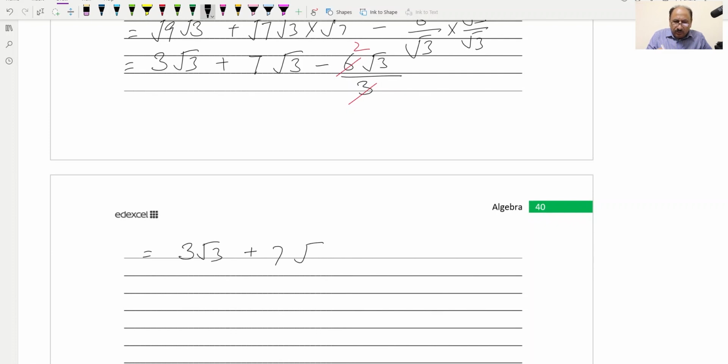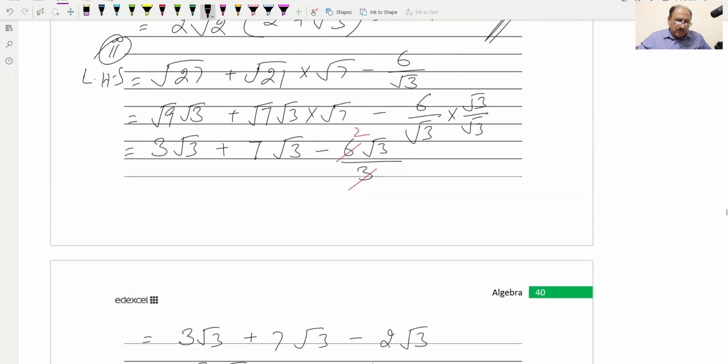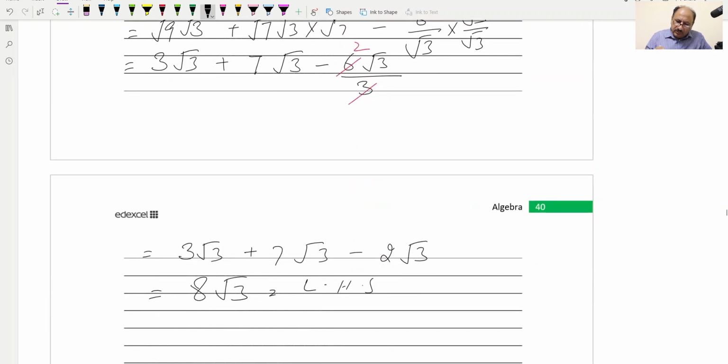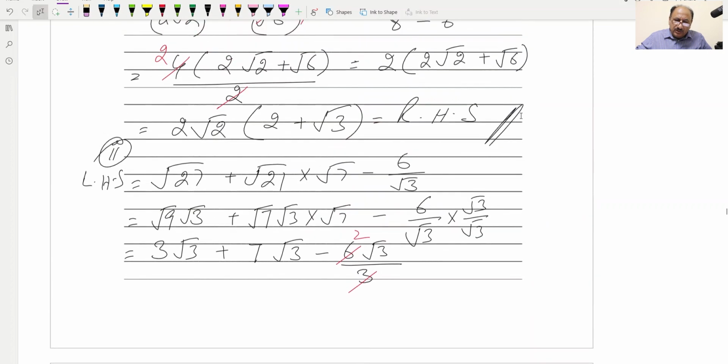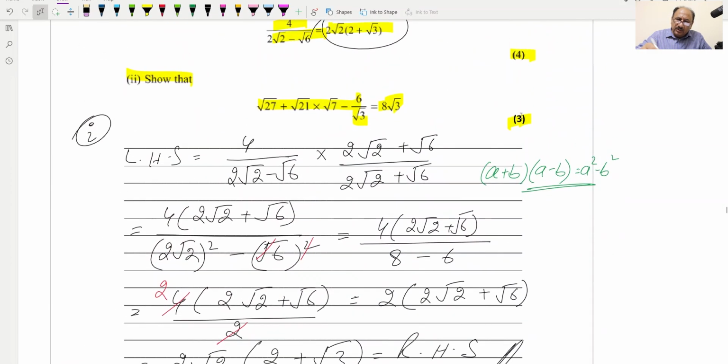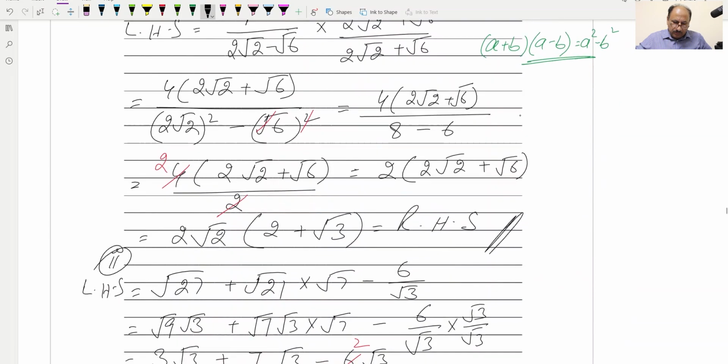And the next step we can write over here, this will be equal to 3 under root 3 plus 7 under root 3 minus 2 under root 3, and this will be 3 plus 7 will be 10, 10 minus 2 will be 8, so it will be 8 under root 3, which is equal to the right hand side. So left hand side is equal to right hand side. This is 8 under root 3, and this was a 3 mark question which we have done.